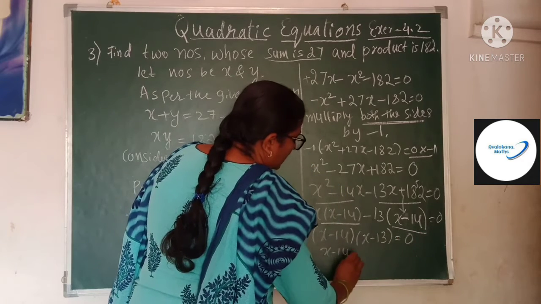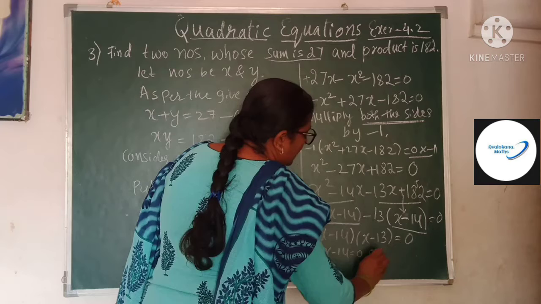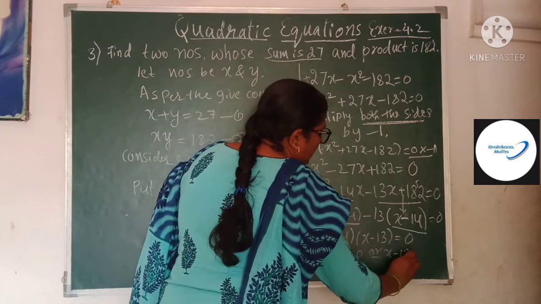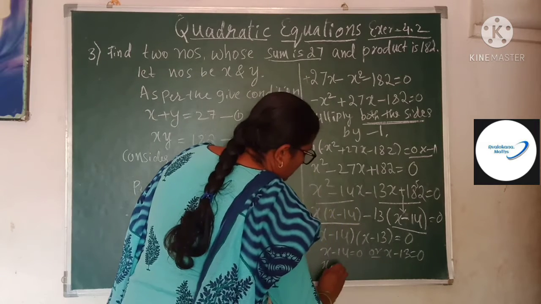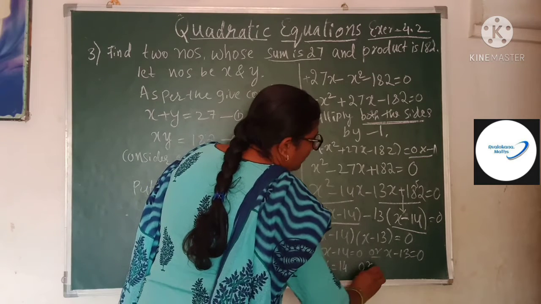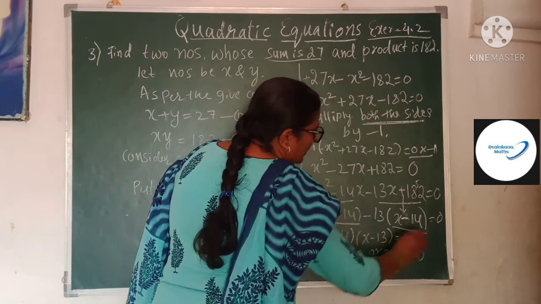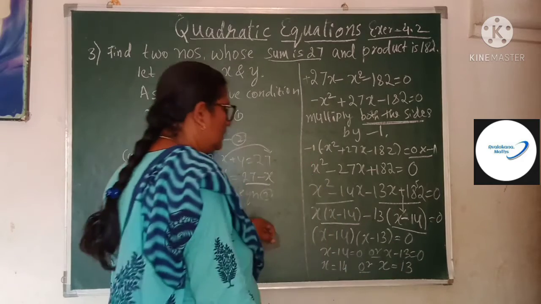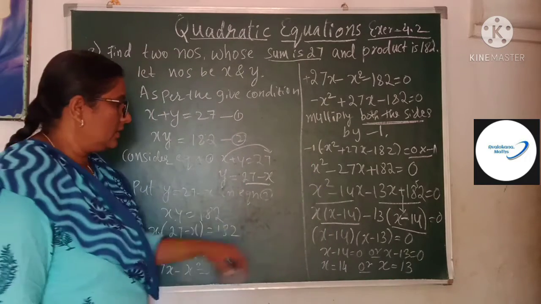So x minus 14 equal to 0 or x minus 13 equals to 0. That means x equal to 0 plus 14, and writing directly, x is equal to 14. And x is equal to 0 plus 13, which is 13. Okay, now you have got this one.